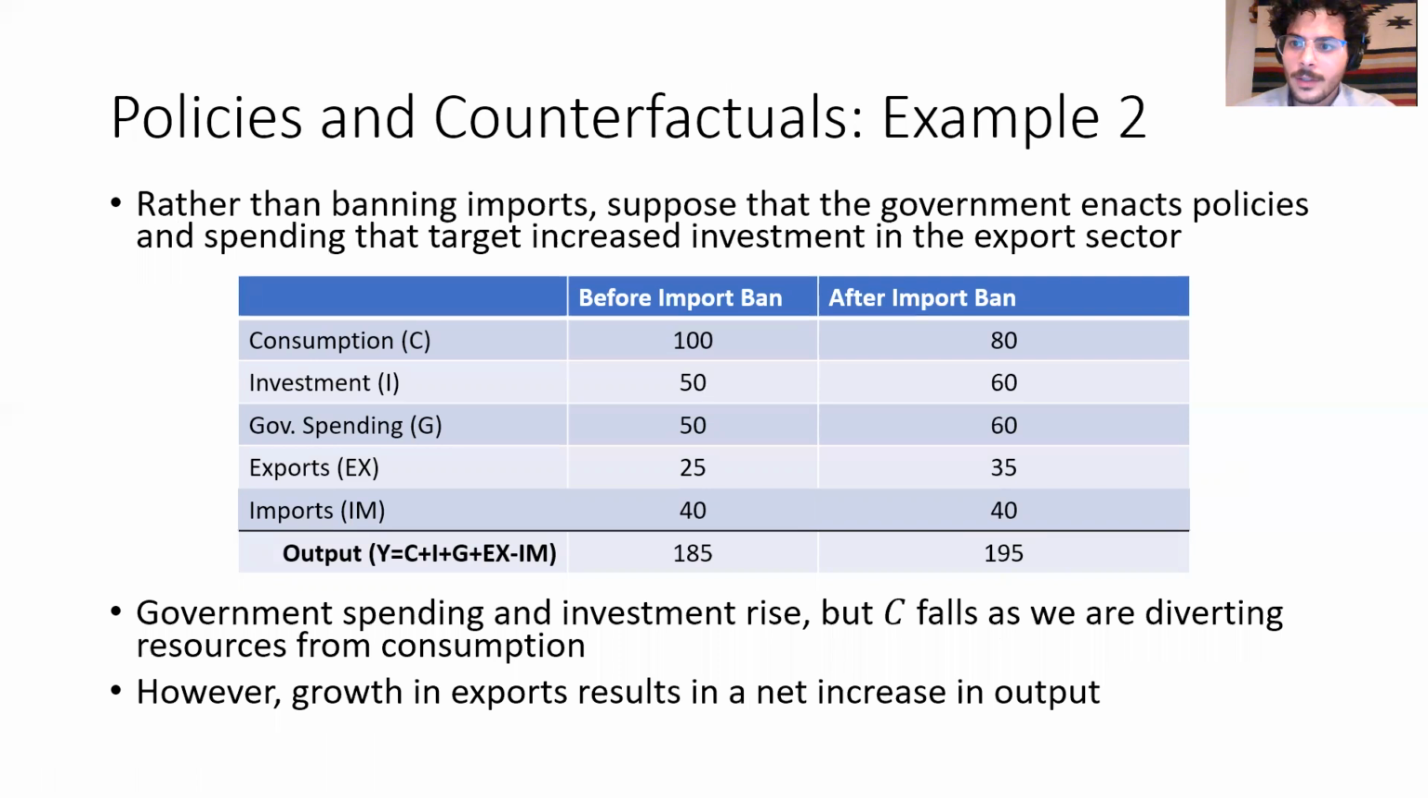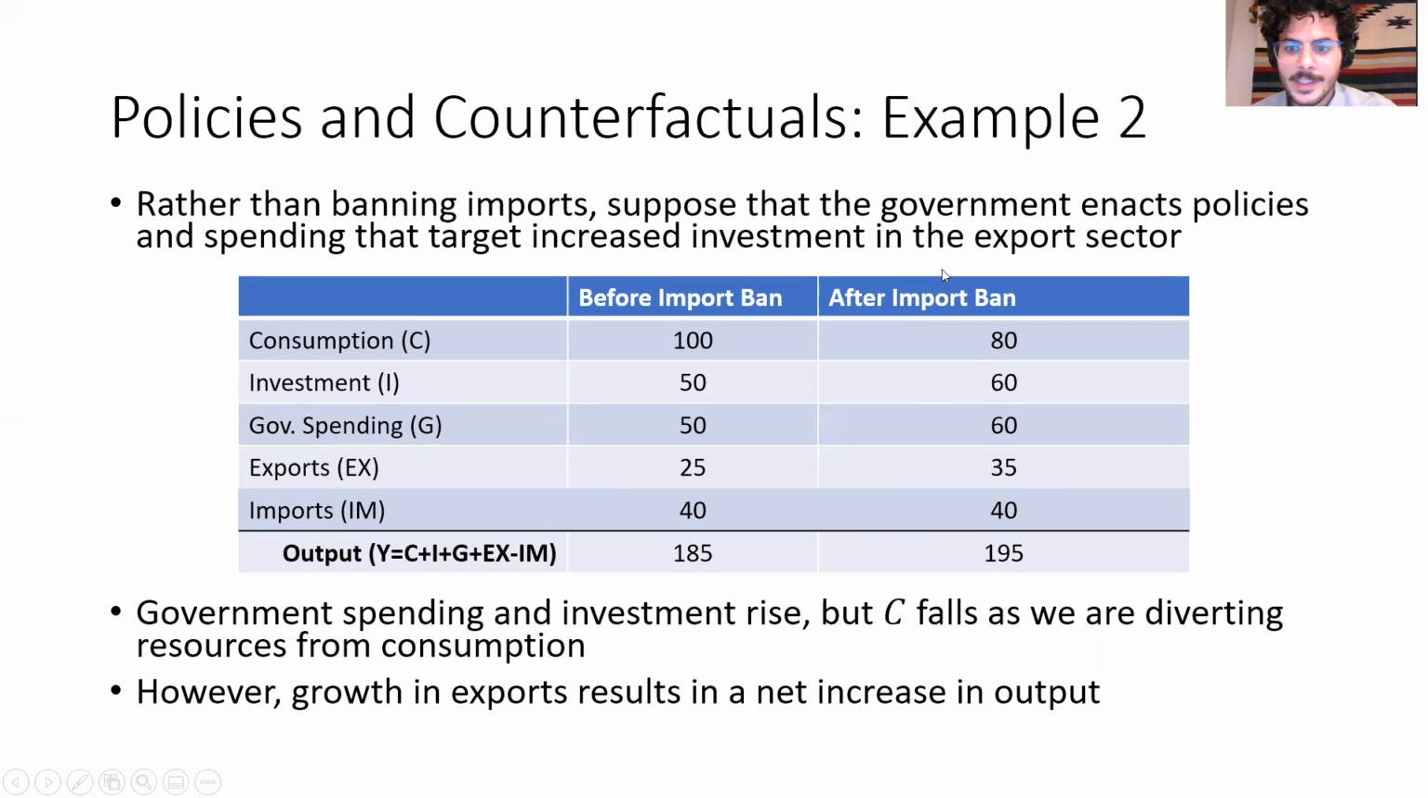So let's look at another quick example. Rather than banning imports, this government decides to enact some policies and some spending that are going to target increased investment in the export sector. So government spending increases and investment increases, and those two increases are basically just going to come from consumption, right? We're diverting real resources from consumption towards government spending or investment in the export sector. So that in itself doesn't increase output, but because this government has made some investments that lead to greater productivity in exports or greater production, exports are going to rise. And so there's a net increase in output by 10, just the way I've set it up.